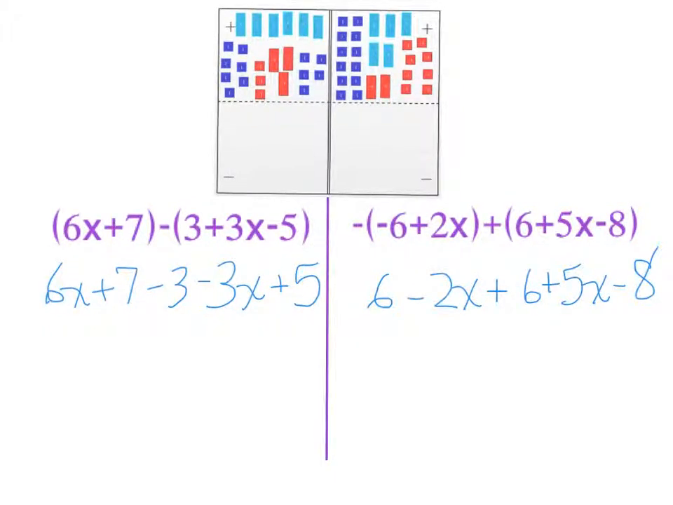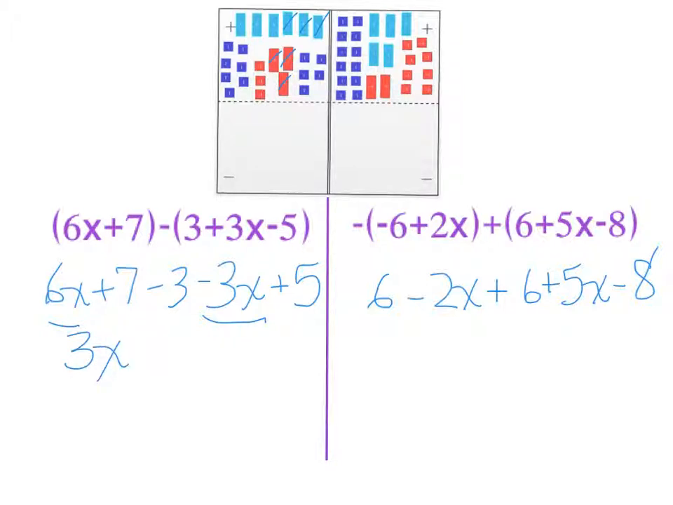So now I need to work on simplifying. I know that the 6x and the negative 3x will combine together, and those 3 negative x's will cancel 3 of the positive x's, and they would be removed as a 0 and leave me with 3x.